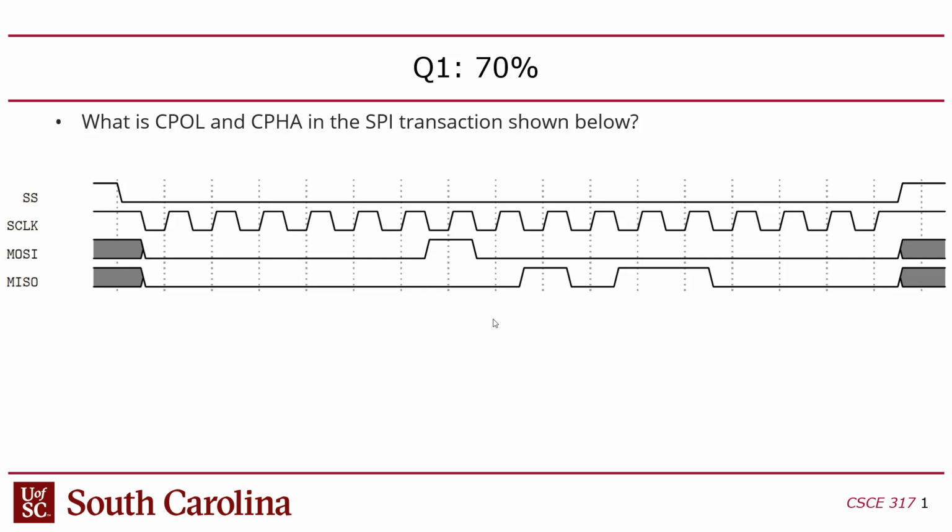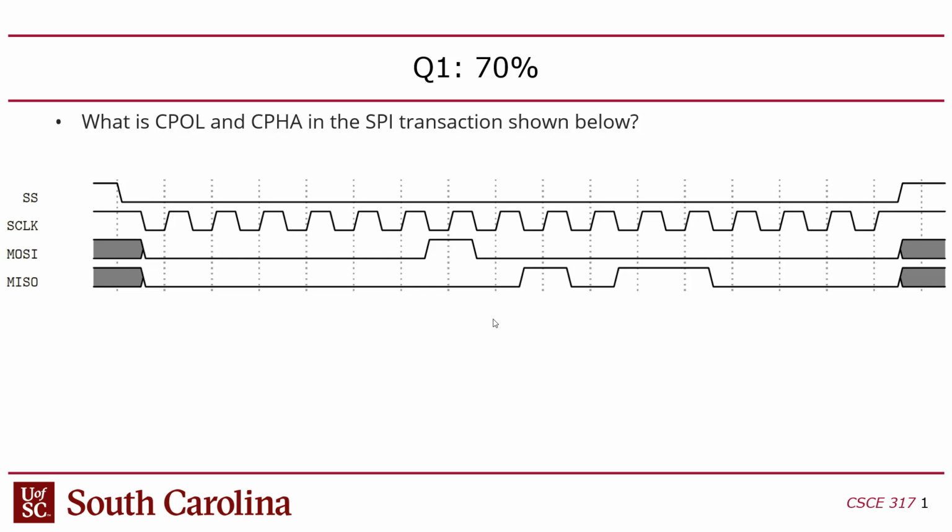So question 1, 70% of you got this one right. It asks what CPOL and CPHA are in the SPI transaction shown below. CPOL is really easy to find. You just look for what the clock starts out at. CPHA, on the other hand, is a little bit more tricky.